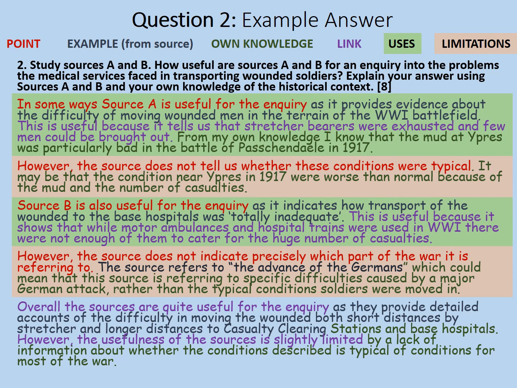Note that actually what I could have done is I could have dealt with the uses of both sources in one paragraph, the limitations of both sources in one paragraph, and then come to an overall conclusion as to the usefulness of the sources at the end. That would be equally balanced and equally fine. It's just a matter of technique and preference.